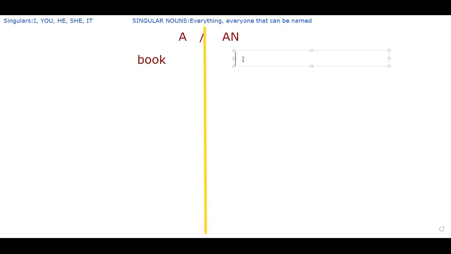And then we have an apple, an apple. Si el sonido empieza con consonante, vamos a utilizar a. No con la letra, sino con el sonido de consonante, vamos a utilizar a. Si comienza con un sonido de vocal, utilizamos an. An apple. ¿Ok? Entonces veamos el siguiente.